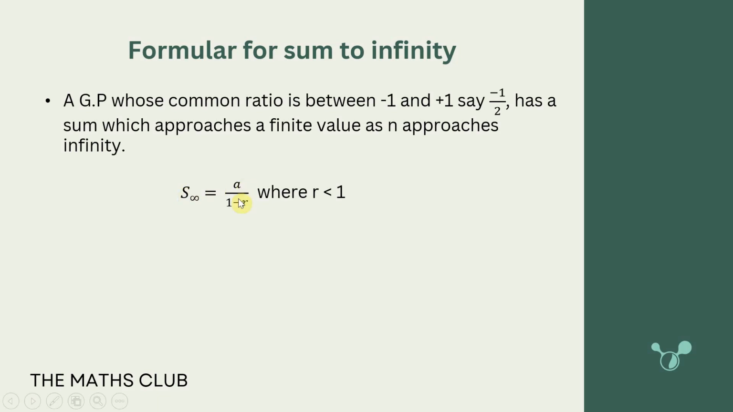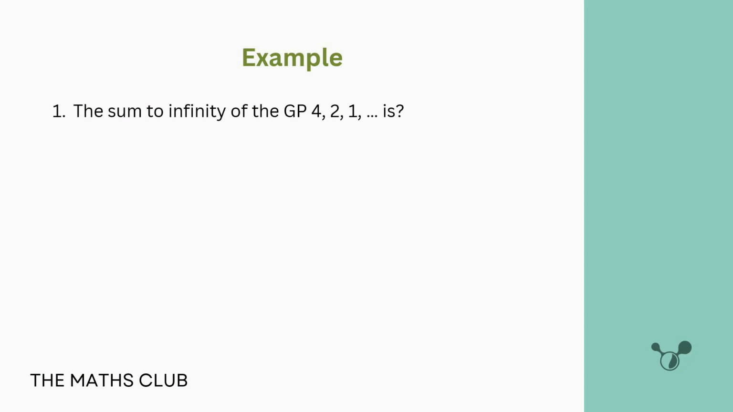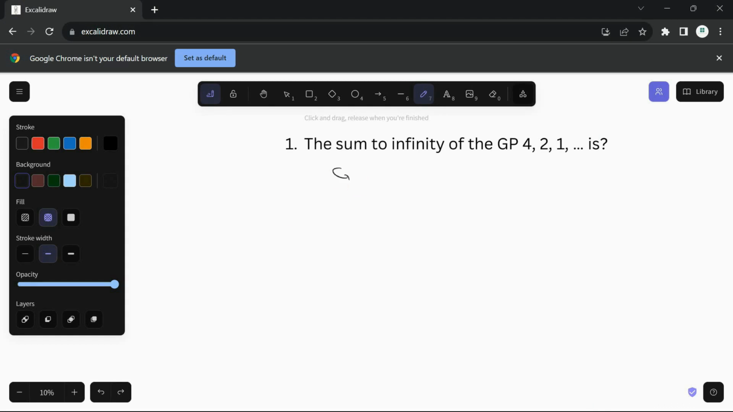Let's look at an example that will buttress what we've said. This example says we should find the sum to infinity of the GP 4, 2, 1. So what are we given? We're told that A is equal to 4, and R is equal to T2 divided by T1, which is 2 over 4, that is 1 over 2. So we can see our R is within that range.